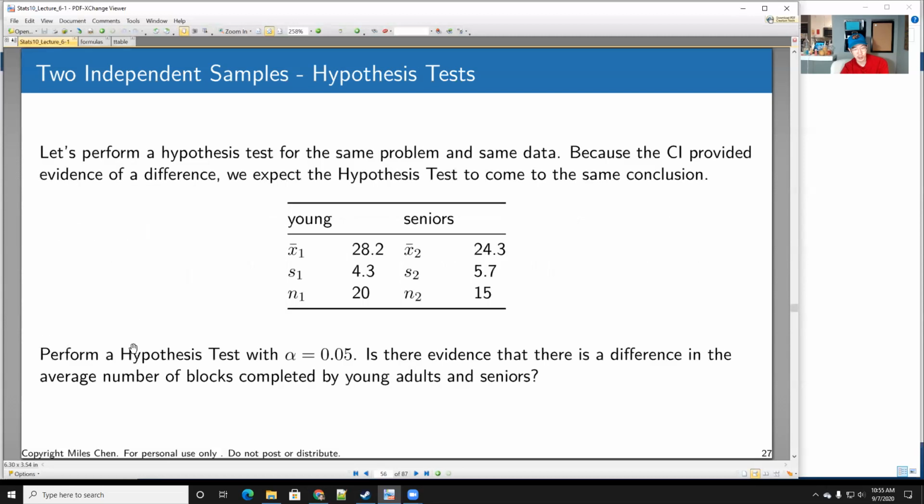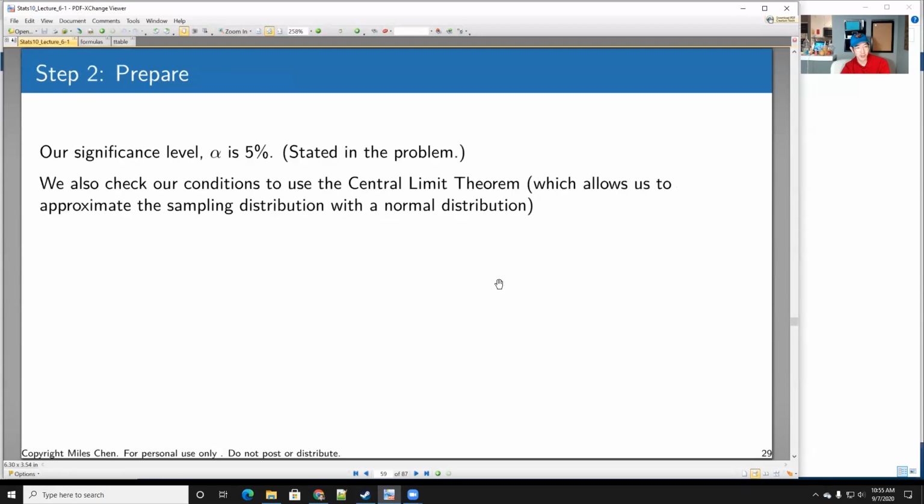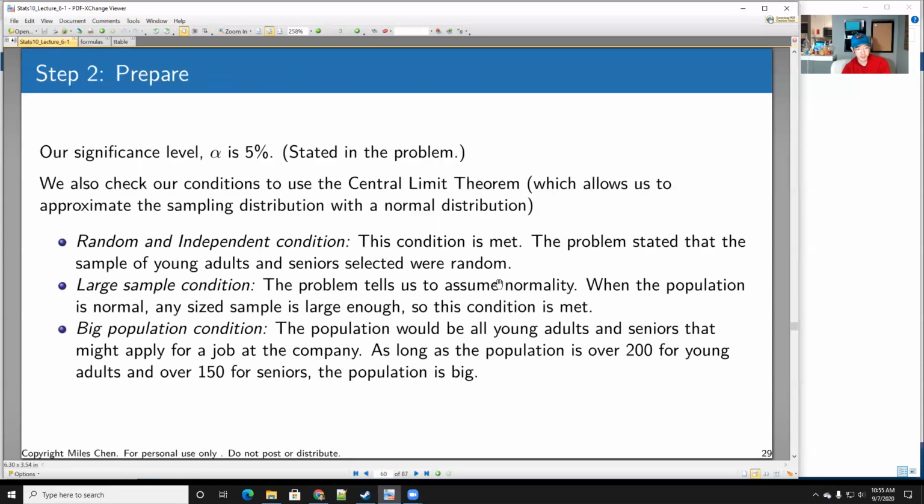It's possible that we could have asked the question that, do we have evidence that young adults do more blocks than seniors? That's also a possible question. But here we're going to just say mu1 is equal to mu2 and mu1 does not equal mu2. Those are the null and alternative. So we're going to start, say our significance level, alpha is 5%. We'll go ahead and check the conditions to use the central limit theorem.